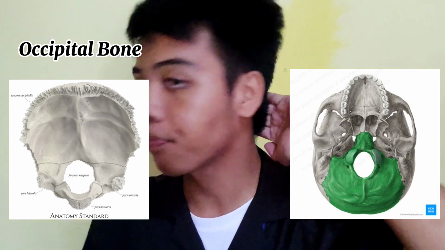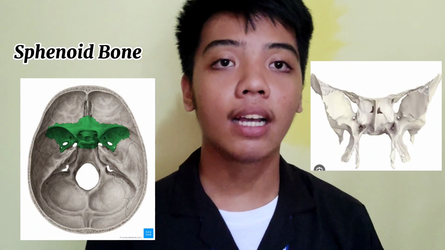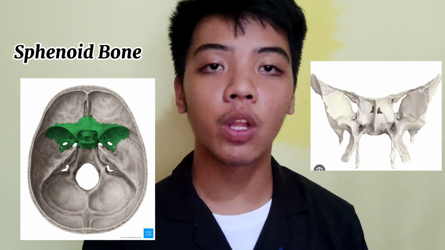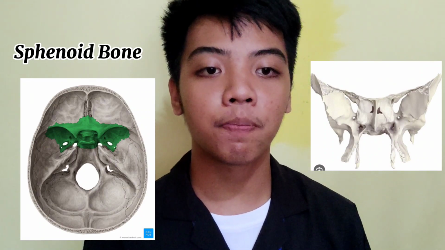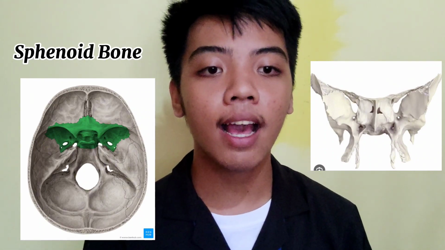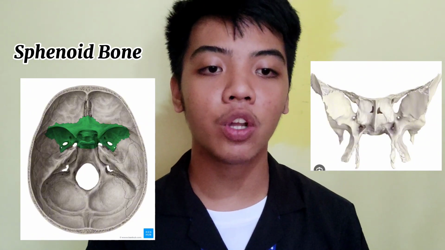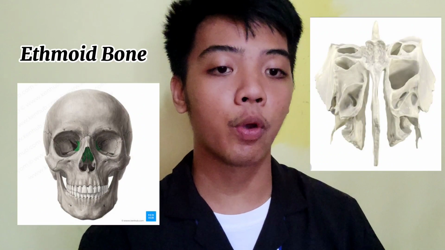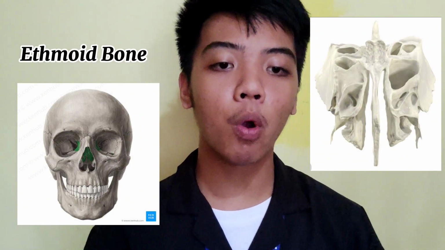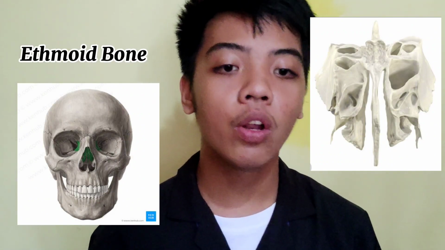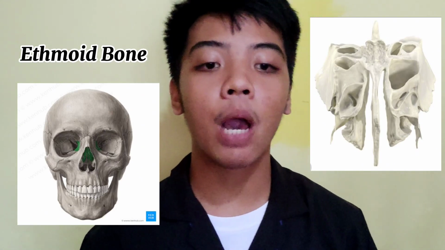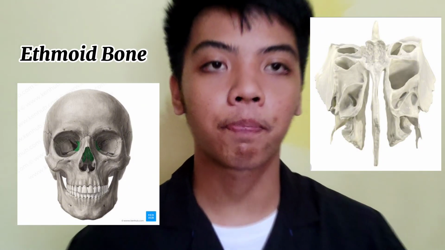Dito po. At next naman po is sphenoid bone. Ang sphenoid bone po is irregular bone that sits below the frontal bone. It spans the width of your skull and forms a large part of the base of your skull. Lastly po is the ethmoid bone. The ethmoid bone is the irregular bone located po in front of the sphenoid bone. It makes up part of your nasal cavity.